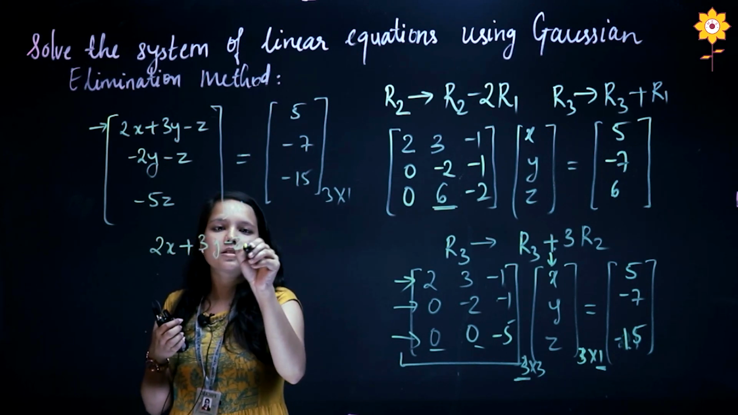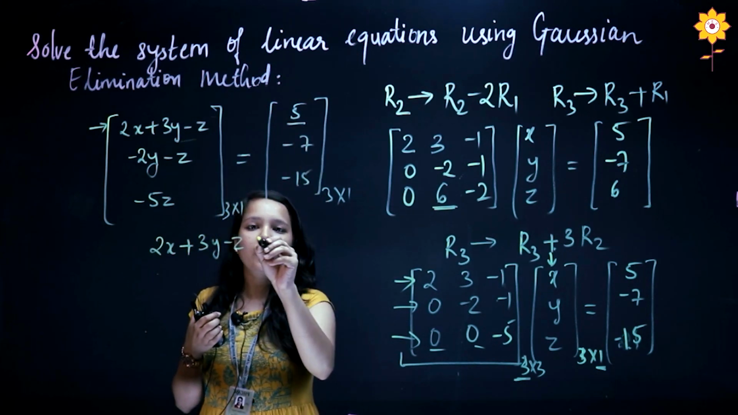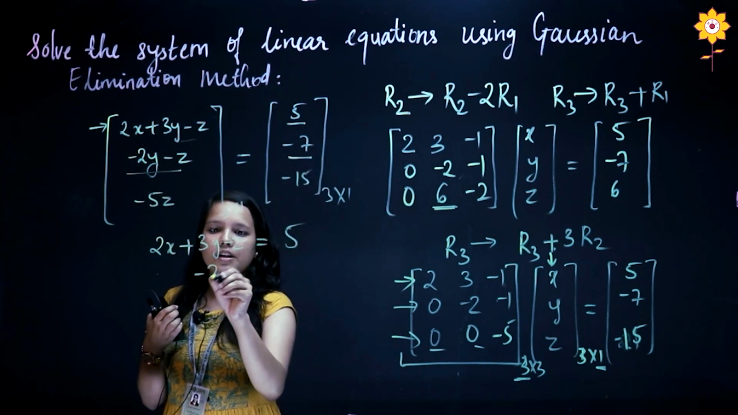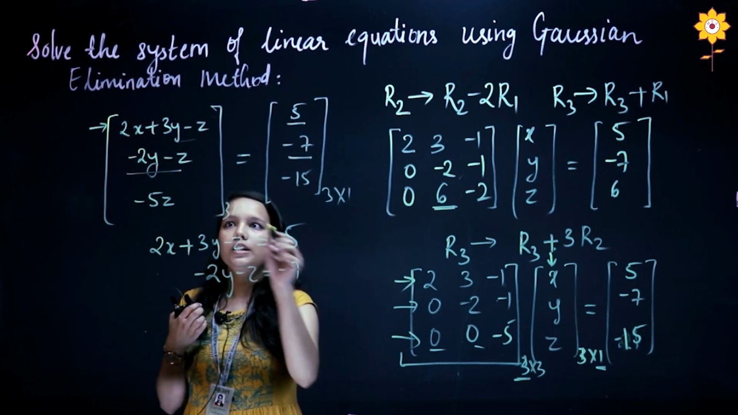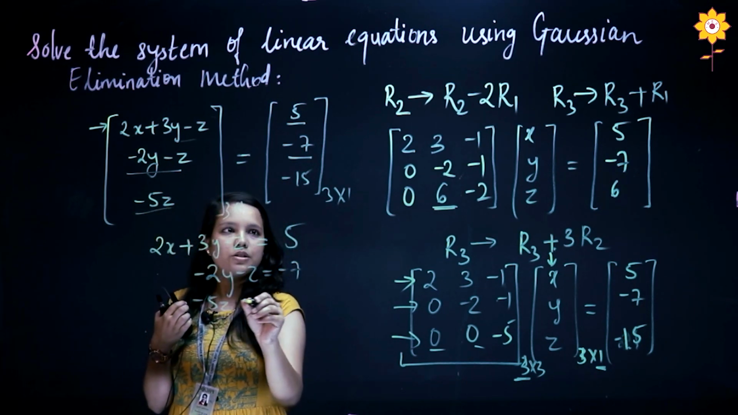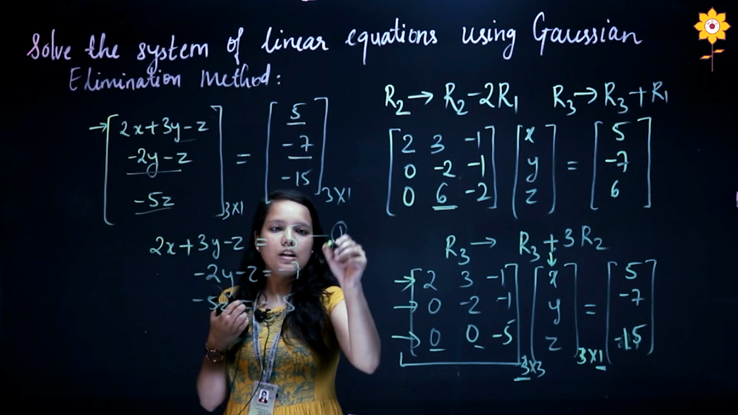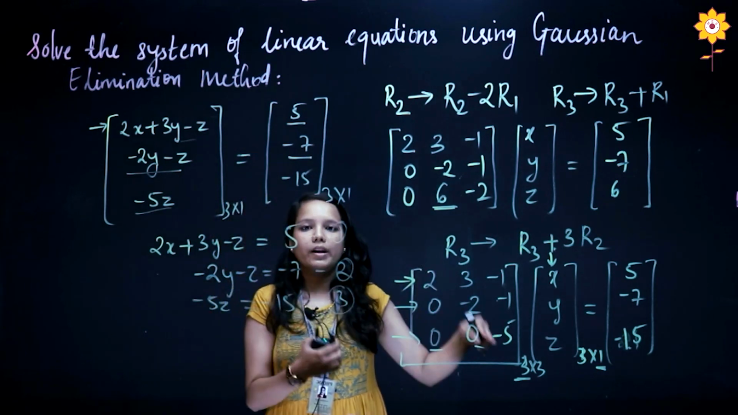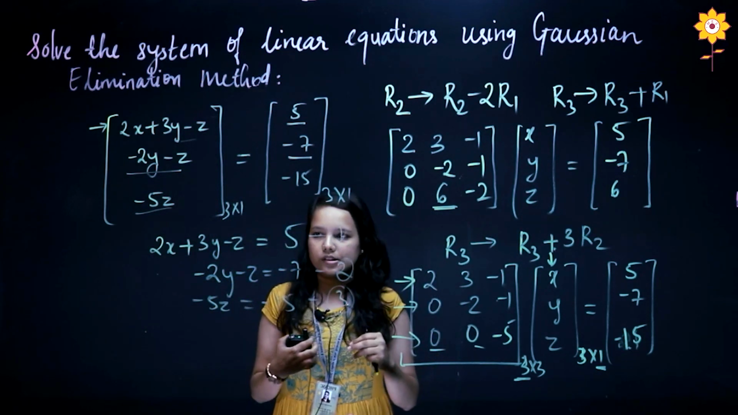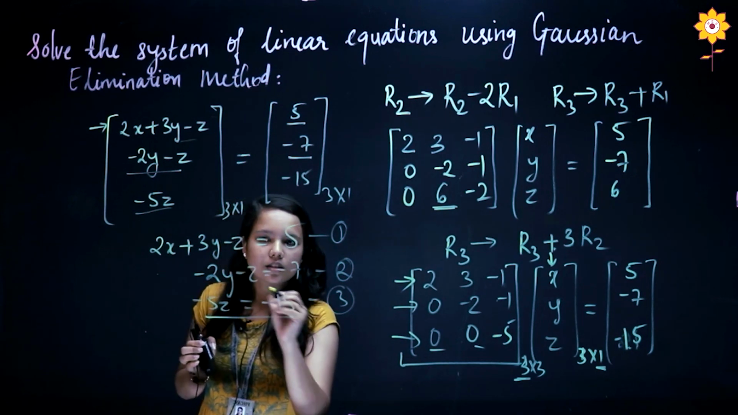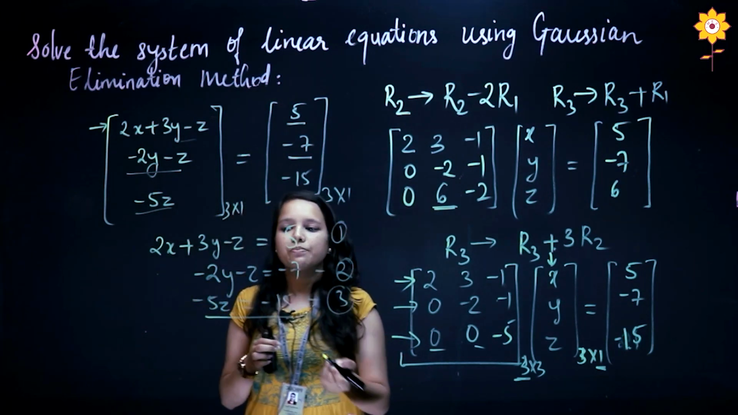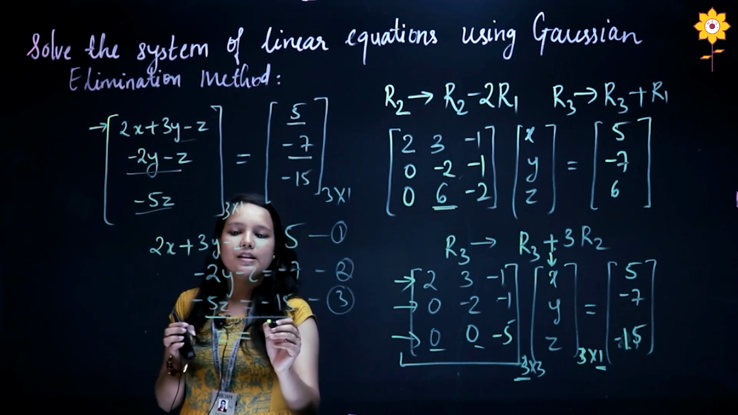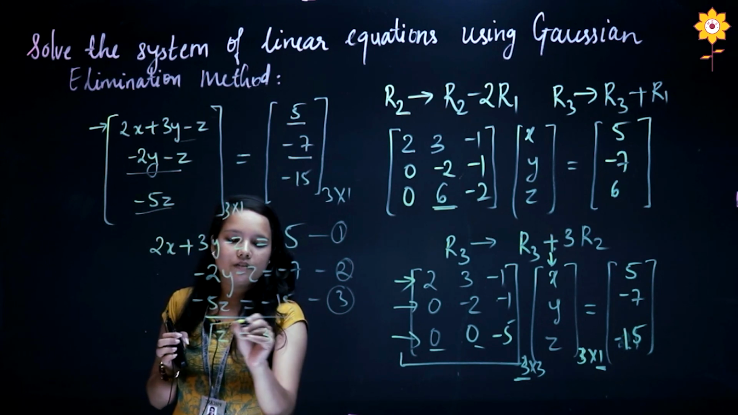So this will be my first equation, and this is equal to its corresponding entry, which is 5. Next this will be equal to the corresponding entry minus 7, and this is equal to the corresponding entry minus 15. So these are the 3 equations which I am getting after all these transformations, after getting the upper triangular matrix and all this. Now can you see, from this third equation I can directly write the value for z. So z will be equal to minus 15 by minus 5, which will be 3. So I got the value for z.